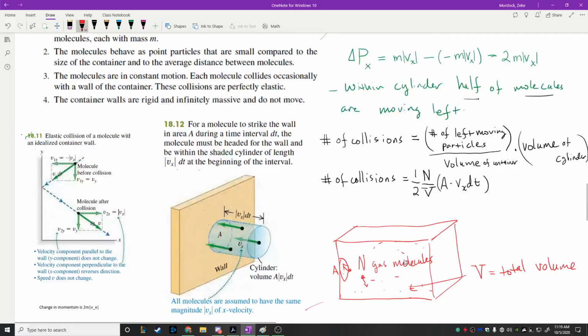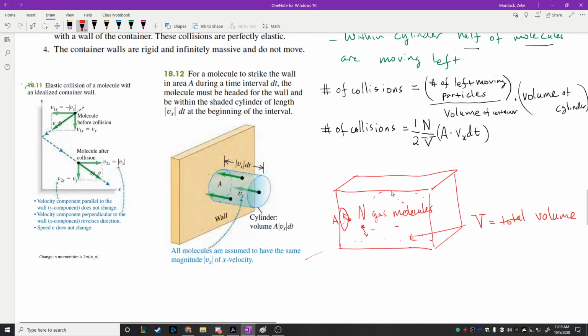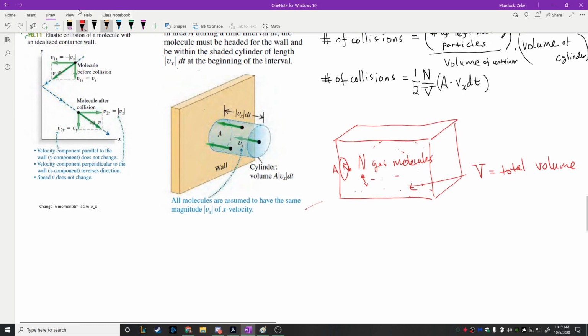Okay, so we're going to combine these two together here and say the total momentum change we're going to get. If an individual molecule has this amount of change in momentum, 2mvx, that's one molecule. m is the mass of a single molecule, vx is the velocity of a single molecule. If I take this quantity and multiply by the number of collisions, I'm going to get what I would call the total momentum change.